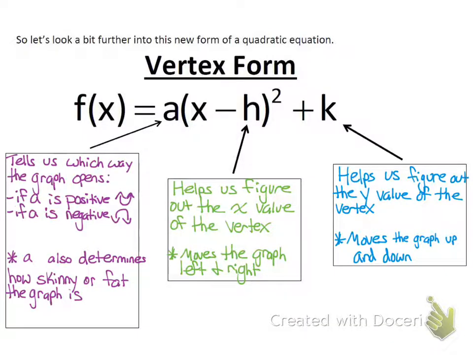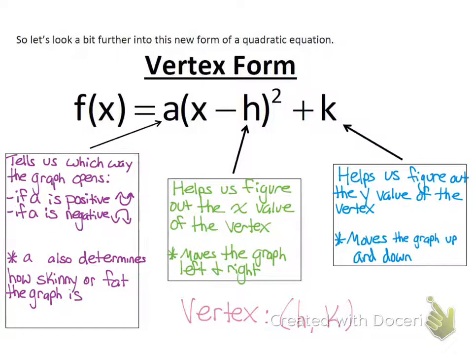Now, vertex form is the form that so many students like to graph in because there's actually no work to calculate the vertex. The vertex is located at h, k. If you know what your h and your k value are, you know what your vertex is, making your table very easy to make, and there's no work to actually find the vertex itself.